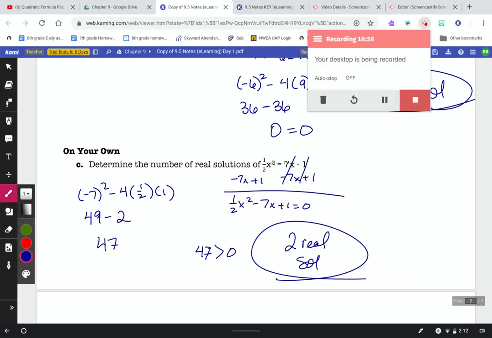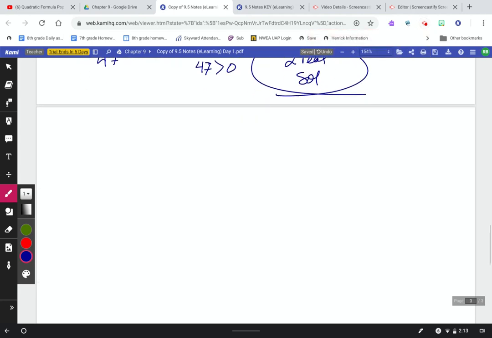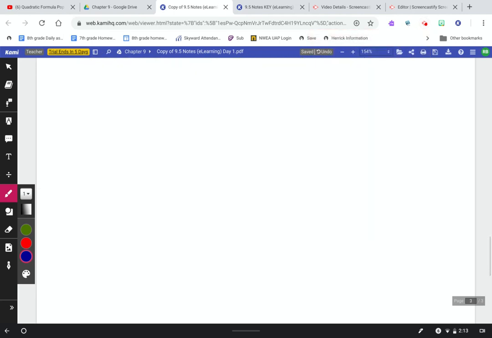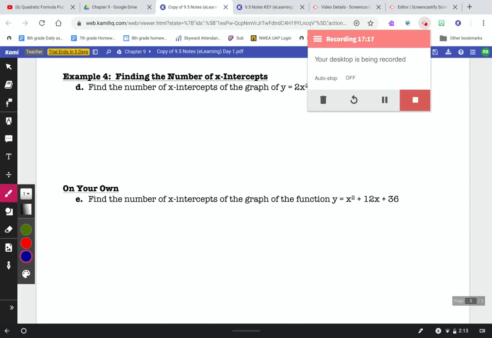Okay, so you should have gotten two real solutions. First, you have to make the equation equal to 0. And then when you do b squared minus 4ac, you get 47, which is greater than 0, so 2 real solutions. For the next page, it wants you to find the number of x-intercepts.